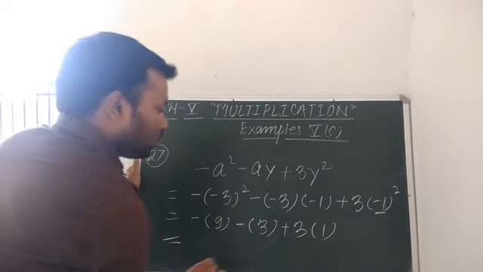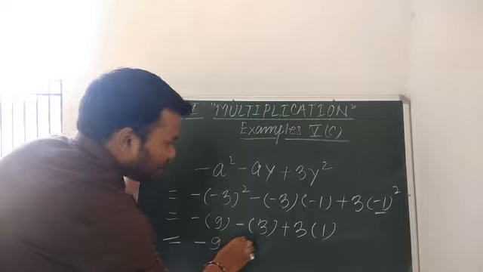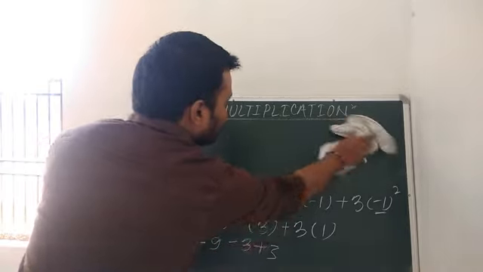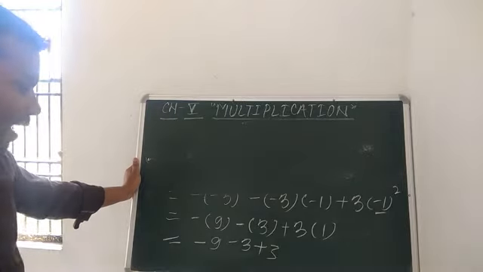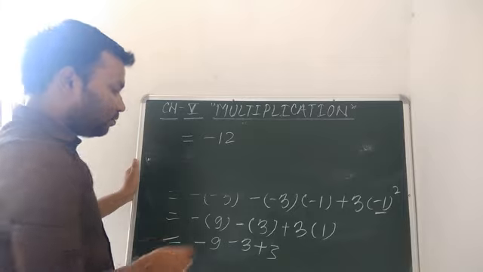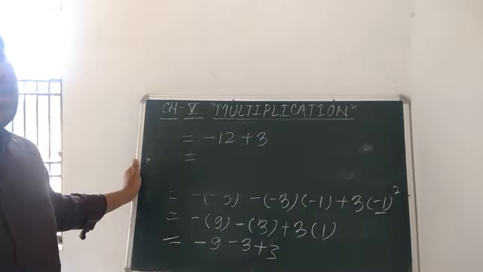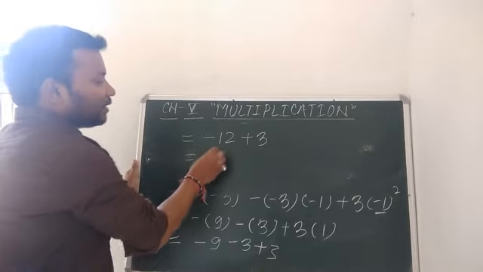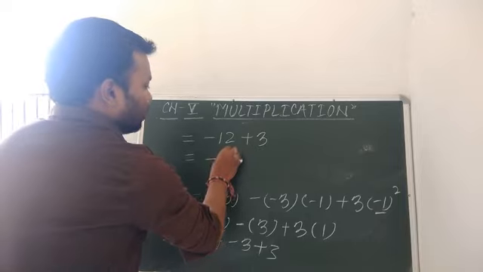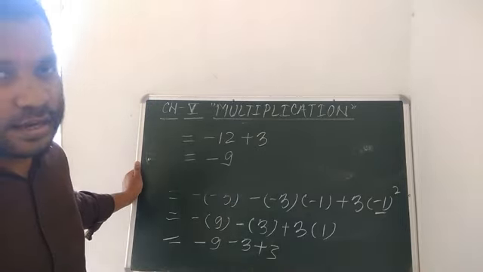Now just remove your brackets: minus 9 minus 3 plus 3. Minus 9 and minus 3 are numbers with the same sign, so we add them and take the negative sign: minus 12 plus 3. Numbers with different signs, we subtract them and take the sign of the greater number, that is 12, which is negative. So our answer will be minus 9 here.